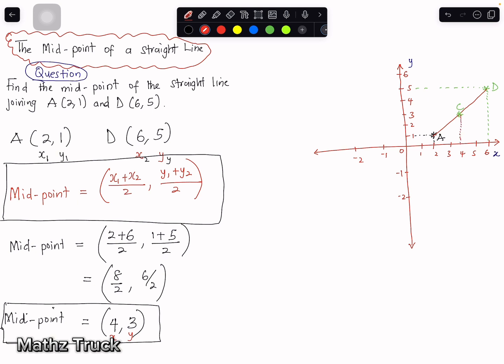So taking x, 4 on the x-axis, and then 3 on the y-axis. I think we had it correct. Where these two hidden lines meet is the midpoint. So you can do this in two ways, either through the graph or using this formula: midpoint equals (x1 plus x2) over 2, (y1 plus y2) over 2. Any of these two works.